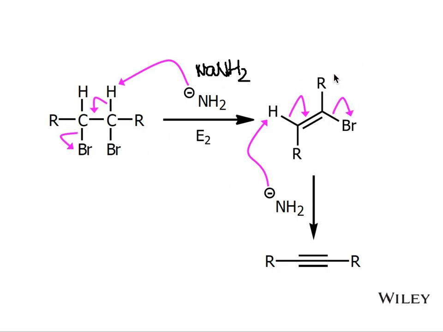We could stop here very well, and this will be a simple E2 reaction. But when another equivalent of NH2 is used, then the other H is taken away, the triple bond is formed, and the Br leaves, and that's how we end up with the alkyne.